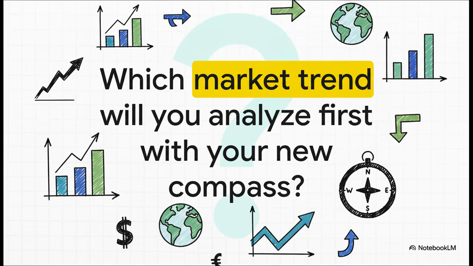And there you have it. That is our deep dive into the No Sure Thing indicator. Now you've got the whole framework, how it's built, how to read it, and how to use it smartly. So now the question goes to you. Now that you've got this new compass in your toolkit, which market trend are you going to analyze first?